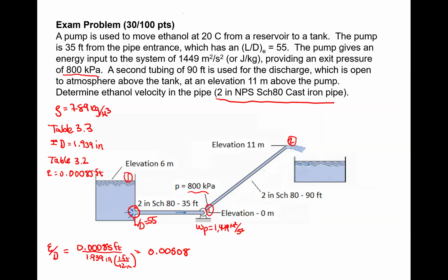What we are trying to do is to determine the velocity of the ethanol being pumped in a 2-inch Schedule 8 cast iron pipe. You find the diameter using the tables. You find the pipe roughness based on the material given. And then you calculate an epsilon over D. Obviously, because it's a velocity calculation, it requires an iteration.